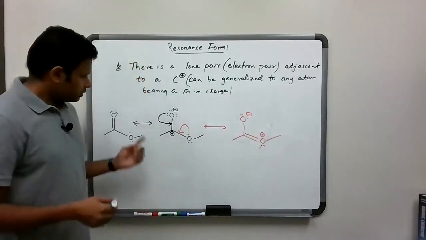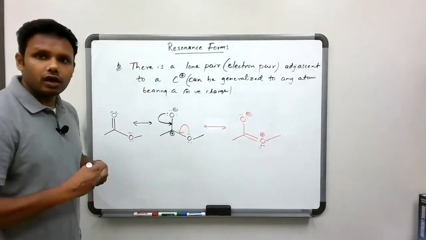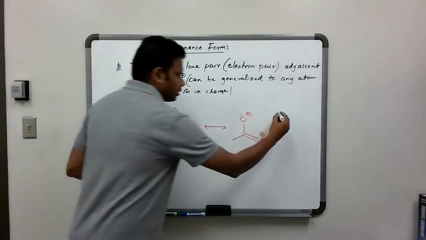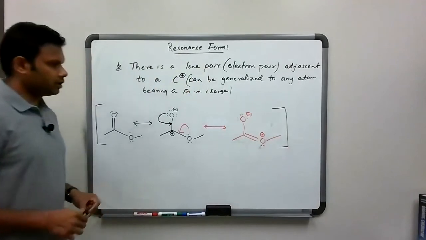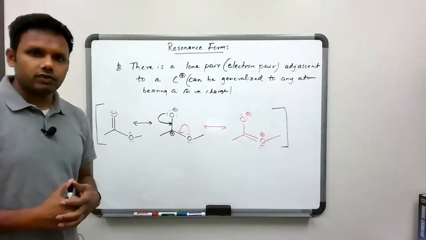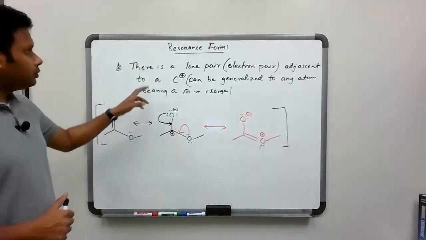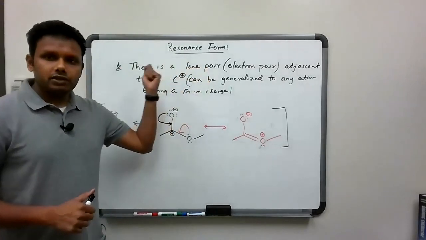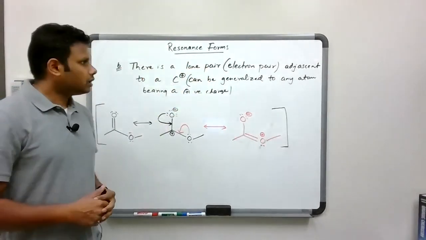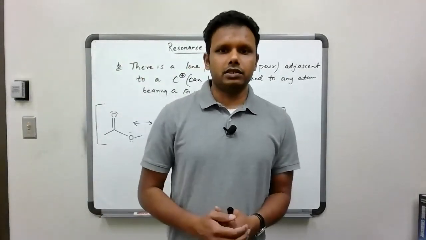All of these three are resonance forms of each other. So we can enclose this entire thing within square brackets because these are three resonance forms of each other. Okay, so that's scenario 2, where you have a lone pair adjacent to a carbon which has a positive charge. The other scenarios will be discussed in subsequent videos.